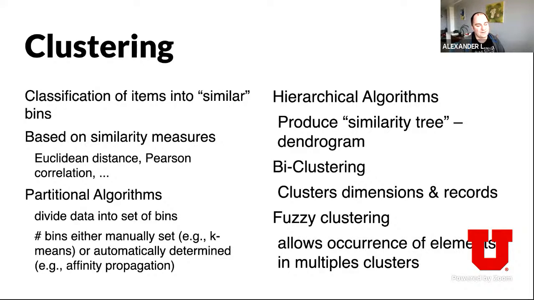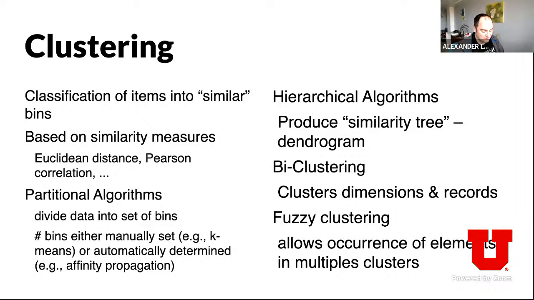So typically, you cluster either dimensions or records or items in a tabular data set, but sometimes it's useful to both cluster dimensions and records simultaneously. And that's what's called bi-clustering. That's often useful for visualization. If the dimensions, for example, don't have a predetermined ordering or grouping, then you might want to cluster both items and dimensions simultaneously. And then there is fuzzy clustering.